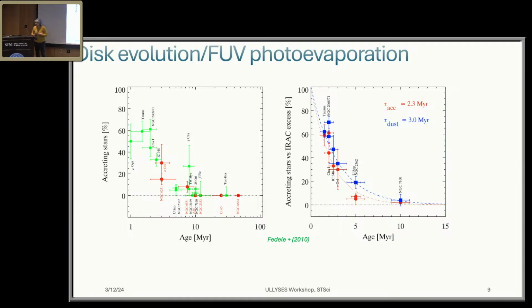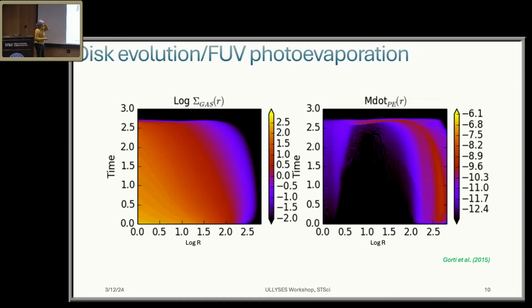So this is sort of a self-regulatory thing, and I've worked on this for many years, and this is actually a bad plot. I realized I should have plotted this in a different way, but I will try to walk you through this. So this is showing you the surface density evolution, which is the evolution of a disk as a function of time and radius.